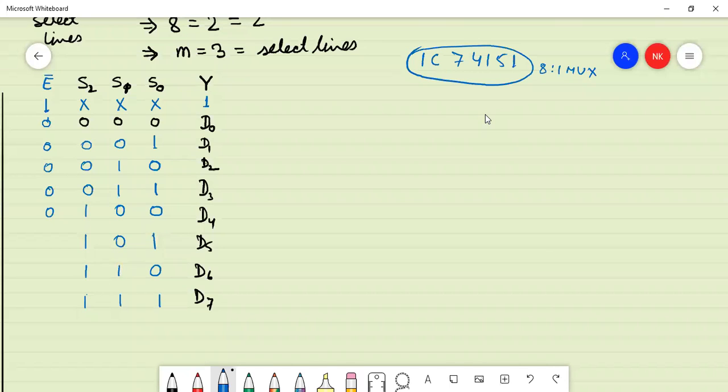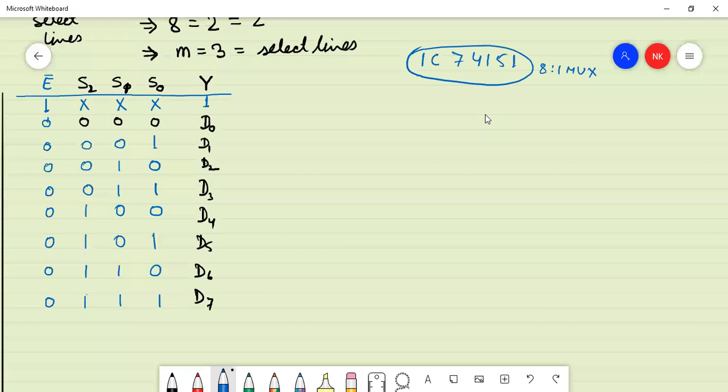Okay, for activating these select lines, the enable inputs should be 0. As this is an IC, whether we have to use this IC in the circuit or not will be dependent upon this enable input or the strobe input. So based upon the value of this strobe input, the pin will be activated. Okay, so we have this input.